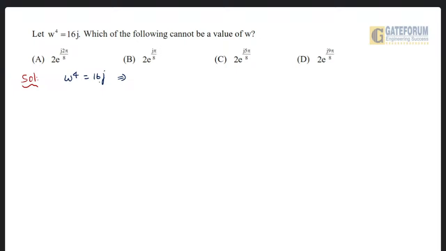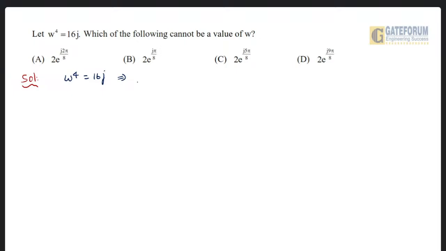So first of all, a two-step procedure. One step is to express this 16j in polar form, that is modulus-amplitude form, and then in general form, adding 2k pi. Then proceed, finding nth roots of unity by De Moivre's theorem. You will be getting 4 values for w.